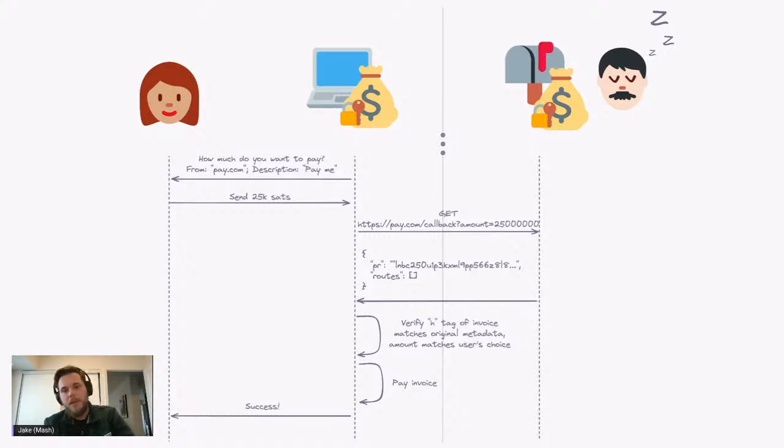And what the wallet does with that is take the callback that was returned before and use it with an amount query string parameter. And that is the amount requested by the user in millisats.